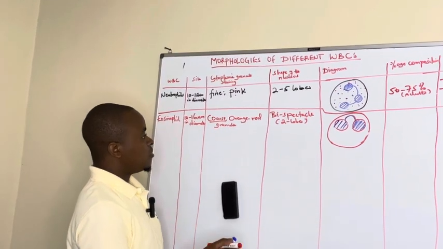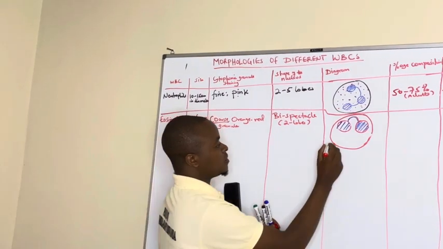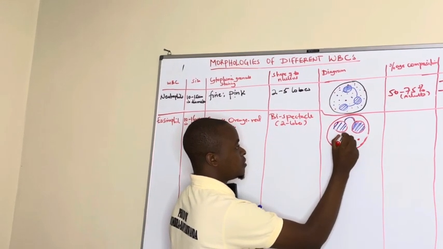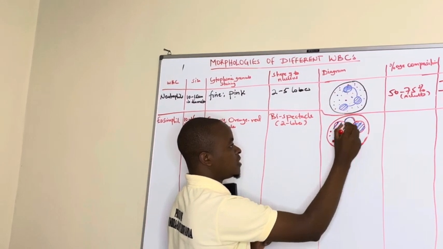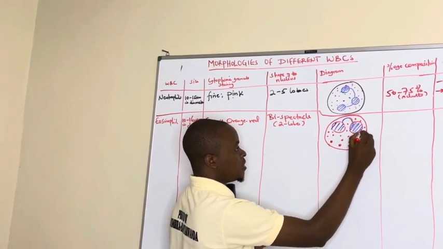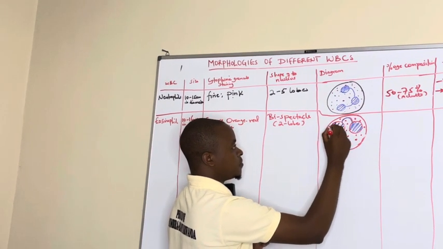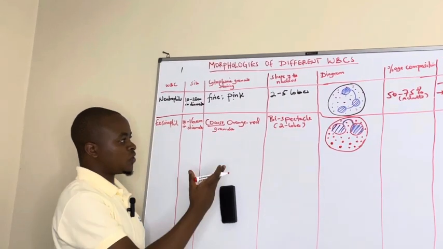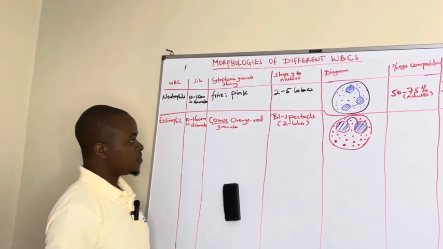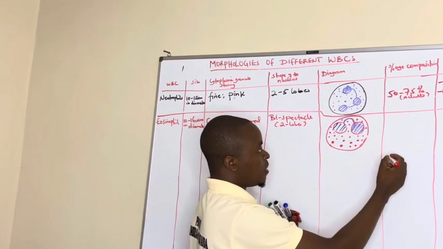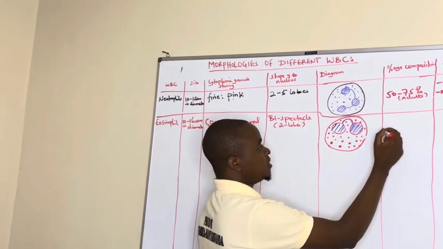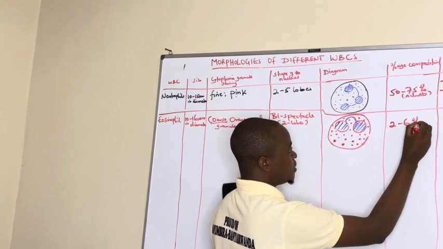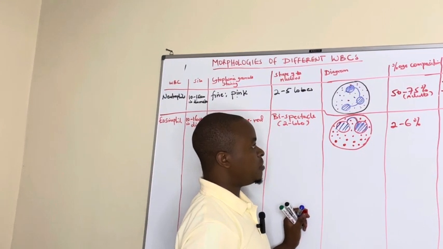And we are seeing the granules are coarse. It has coarse granules which stain orange-red. This one has fine, but this one has coarse granules. And these coarse granules of the eosinophil, its percentage composition in peripheral blood is 2 to 6%.